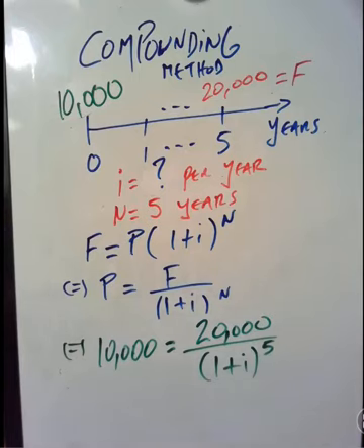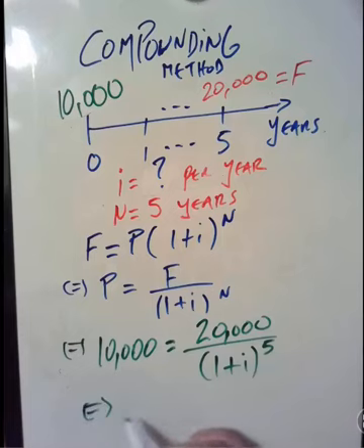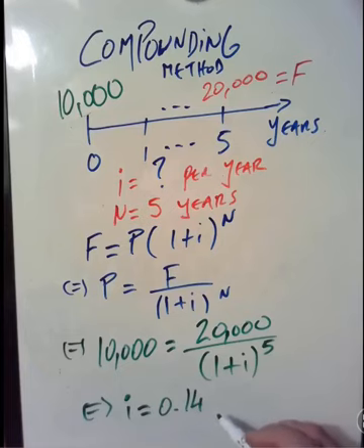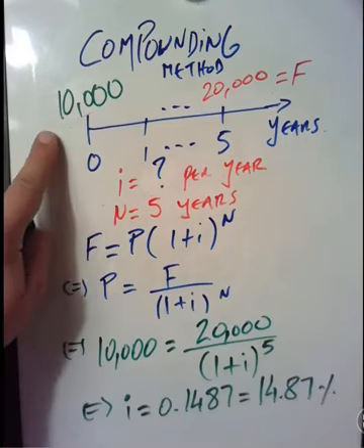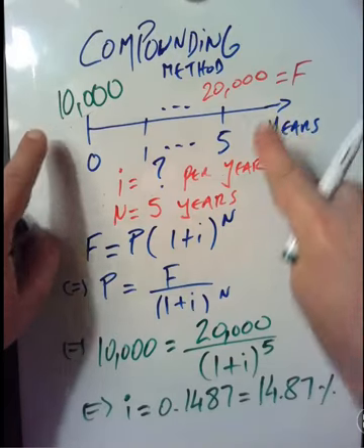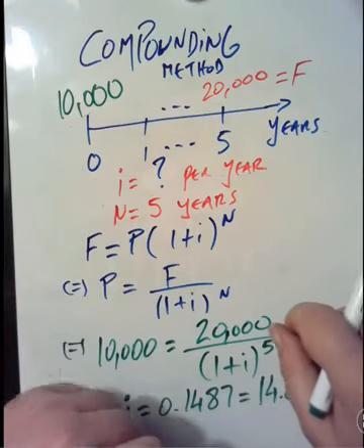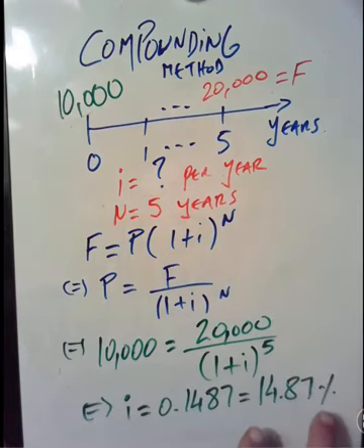And the answer is, interest rate is equal to 0.1487, the same as to say 14.87%. So if I only have $10,000 and I want to turn them into 20,000 over a 5-year span, then I have to earn 14.87%. So we already solved the question for the present value, another for the future value.